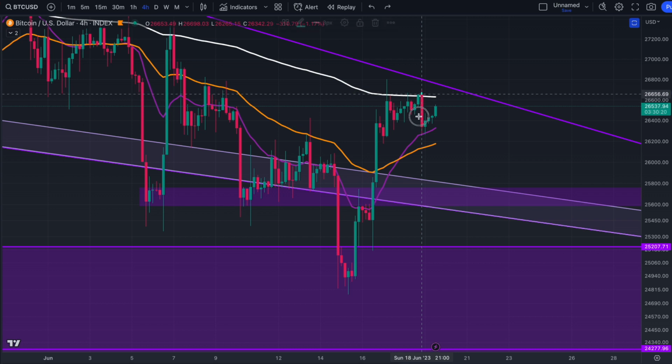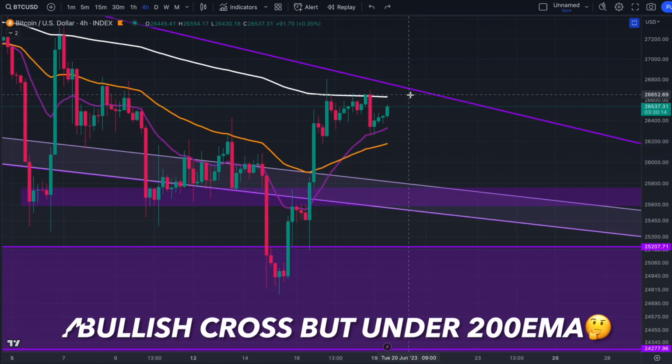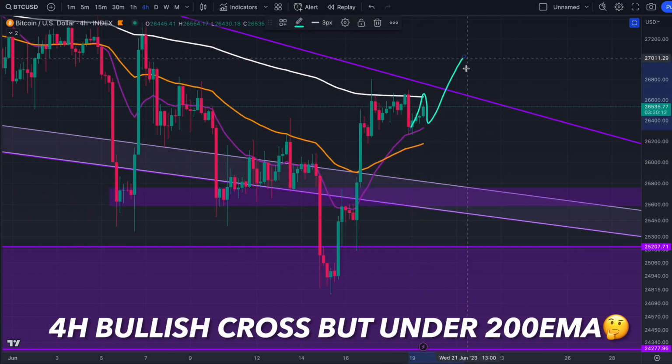But it'd be too easy to just continue down and down and down. We've respected the 20. In fact, guys, we've formed a bullish cross on the 4 hour time frame. This should suggest a pump upwards.